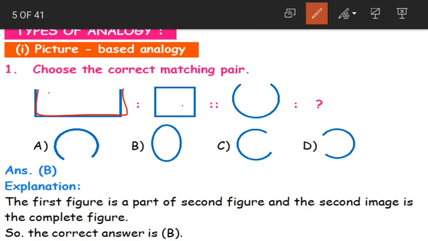It's not a complete second figure, but it is almost complete and it is a part of the second figure. And here we should have a rectangle but not a square. It is a typing mistake. It should be a rectangle here.